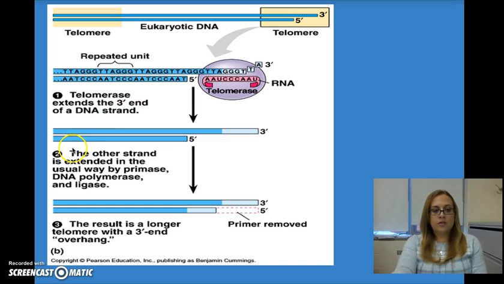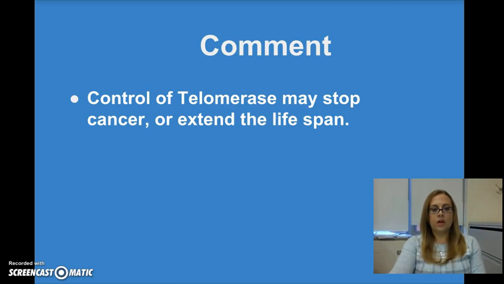So the other strand is extended in the usual way by primase, DNA polymerase, and ligase. And so now, because we've extended this 3' end, it means we can extend this end as well. All right, and so the result is a longer telomere with a 3' end overhang. So you can see when we talk about the overhang, that is this part right here. So the 3' end is a little bit longer than this end down there.